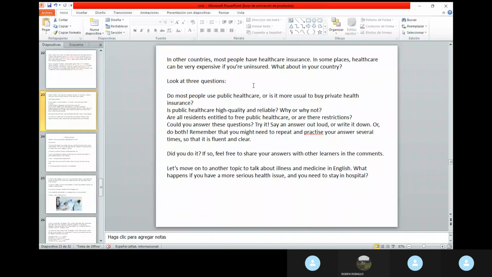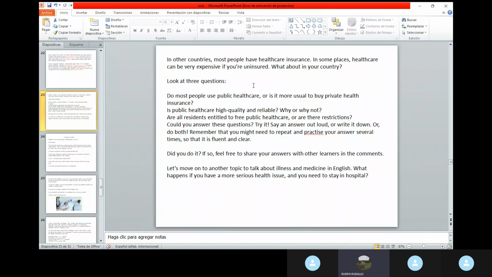Okay, continue with Ruben. Tell me about the health security in your city. Do you only need to stay in Villavicencio to get a specialist, or do people in Villavicencio need to travel to Bogota for specialists? Tell me about your city, Ruben.